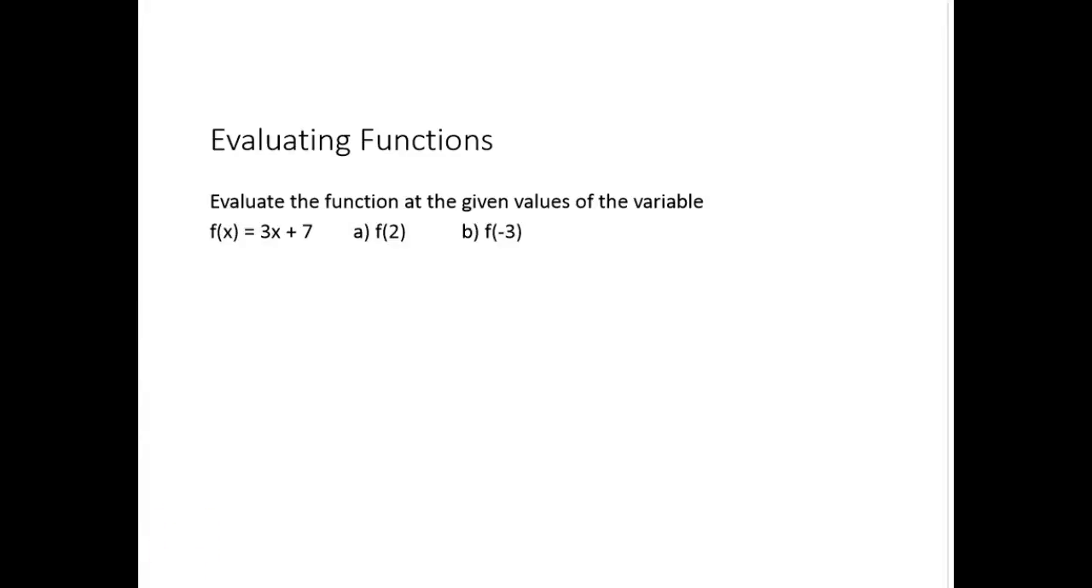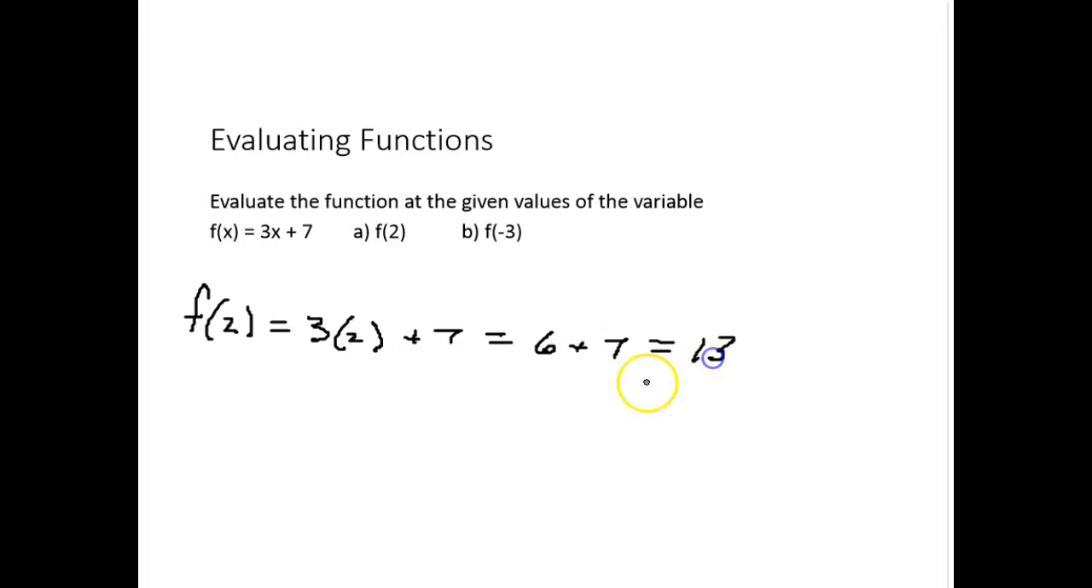Evaluating functions. Remember what I told you about these? These are just plug and chug type problems. Evaluate the function f of x equals 3x plus 7. First for f of 2, so f of 2 would equal 3 times 2 plus 7, which equals 6 plus 7, which equals 13. These are just plug and chug. Now evaluate that function for f of -3.